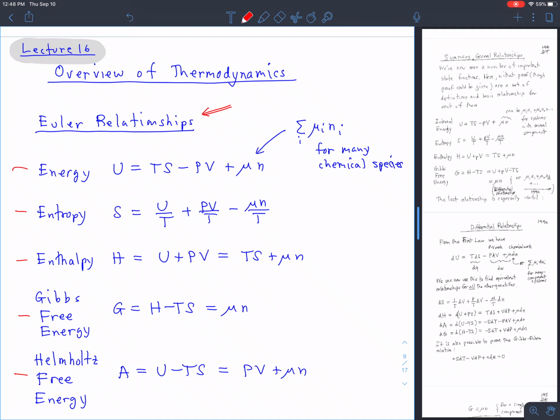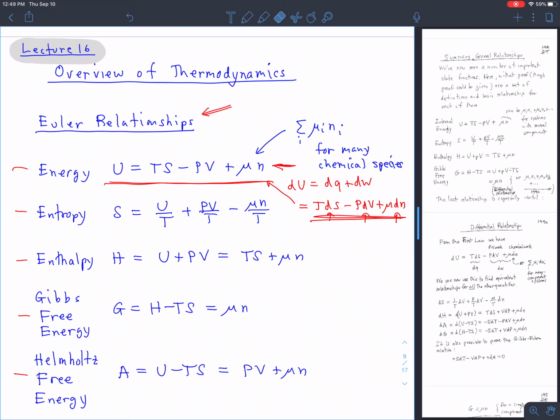First of all, if you look at this first one for energy, for example, it looks a lot like the first law. The first law is dU equals dQ plus dW, right? But that's equal to TdS minus PdV plus mu dN. And so you can see that that's the same as this relationship, except for these differentials that are in there. But those differentials really matter a lot. This Euler relationship is not the same thing as this first law relationship at all.